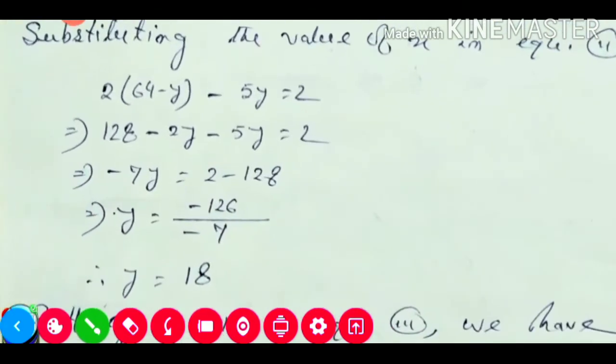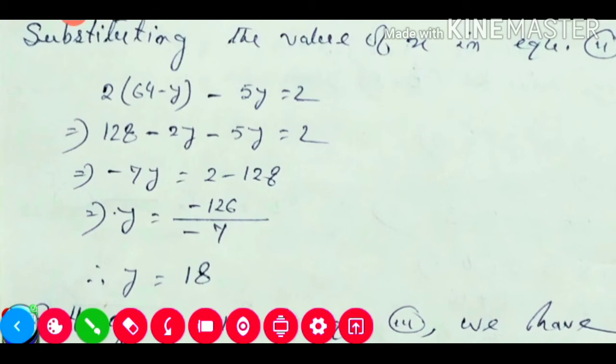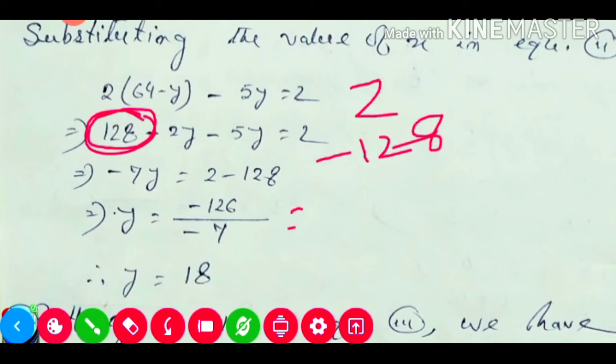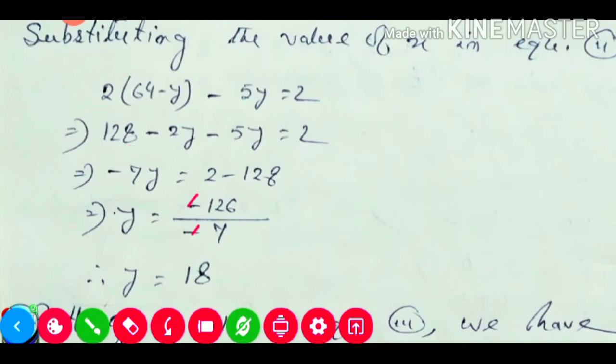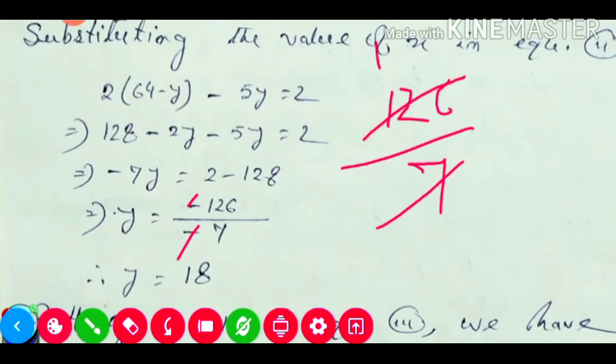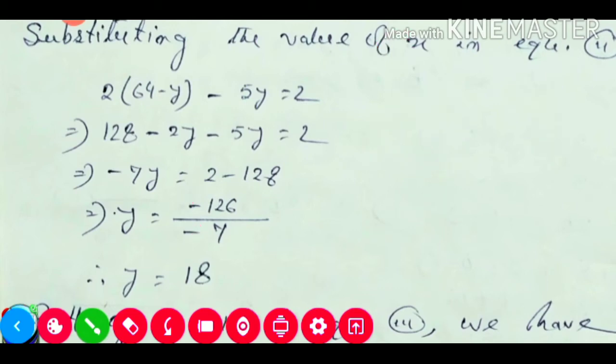Now we will multiply 64 into 2, 128, and minus 2y minus 5y is equal to 2. Now this 128 we will shift to the right hand side, so it will be minus 128. And minus 2y minus 5y will be minus 7y. And 2 minus 128 will be minus 126. So both sides minus minus cancel, and 126 divided by 7. 7 into 1, 7. 5 will remain, so 56. 56 divided by 7 will be 8. So 18. So we got y value equal to 18.